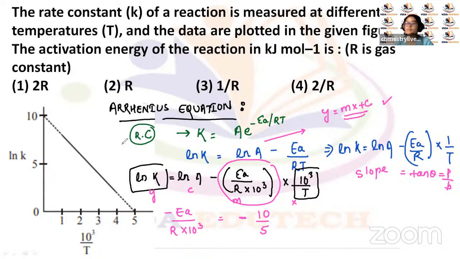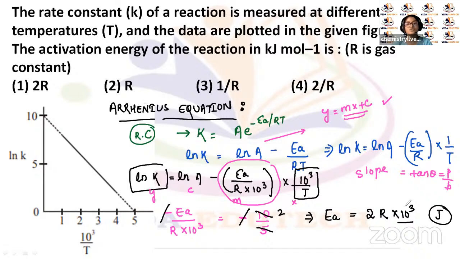This part is very, very important. Okay. 5 and 2, minus and minus are getting cancelled. So we have Ea equals 2R into 10 to the power 3. This is in terms of joule per mole. The question here is in terms of kilojoule mole inverse. What we have to find out is in terms of kilojoule mole inverse, so I'll divide it by 10 to the power 3. So I'll get kilojoule mole inverse.